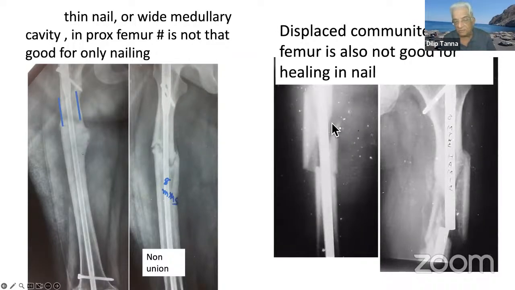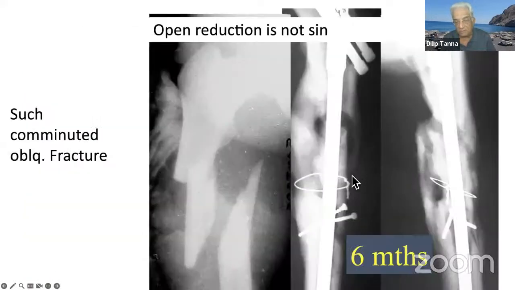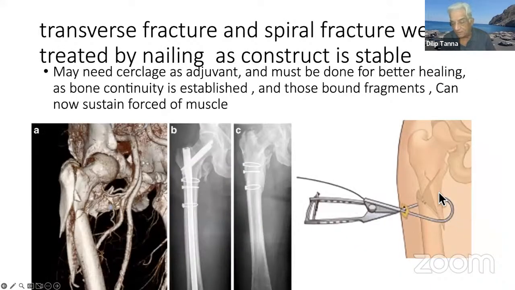Now this oblique, this butterfly fragment or this fragment, they need to be made one piece. Years back we used to do this, where it was a cerclage, some screws I have put in, and at the end of 6 months, with the nail, it is held up. Today, we all know very well, the cerclage is easily available. So this fracture on a fracture table, you can reduce it, or even without the fracture table, you reduce it, put a cerclage. Once you put in a cerclage, it becomes one piece completely.